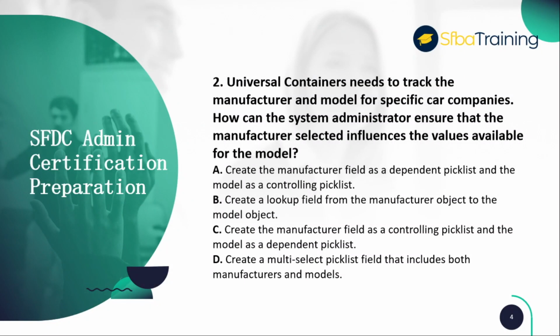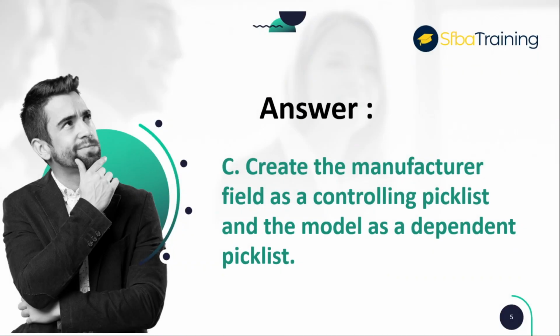Number 2. Universal Containers needs to track the manufacturer and model for specific car companies. How can the system administrator ensure that the manufacturer selected influences the values available for the model? A. Create the manufacturer field as a dependent pick list and the model as a controlling pick list. B. Create a lookup field from the manufacturer object to the model object. C. Create the manufacturer field as a controlling pick list and the model as a dependent pick list. D. Create a multi-select pick list field that includes both manufacturers and models. The answer is C. Create the manufacturer field as a controlling pick list and the model as a dependent pick list.